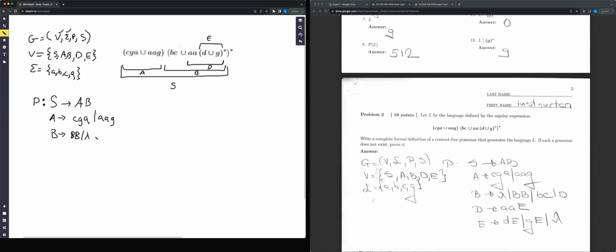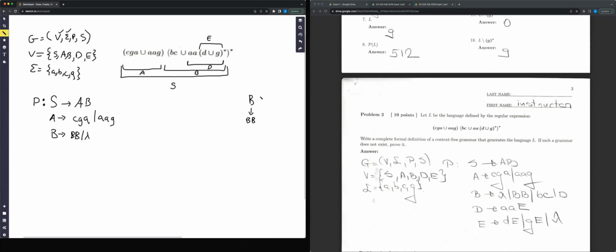So the moment I do BB or lambda, I no longer have to worry about recursion anymore. I'll explain how this does it, but for now, let me just do that. I need to figure out a way that this B can represent any number of B's. Remember, this star represents any integer. So how can I use one variable to represent any number? Well, this B has the option of turning into two B's if it wants, or it has the option of turning into a lambda.